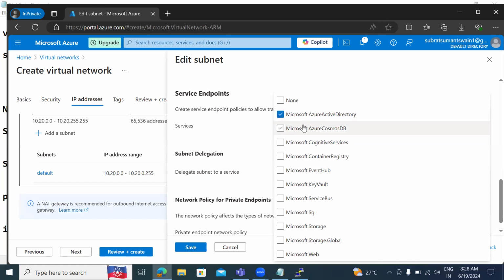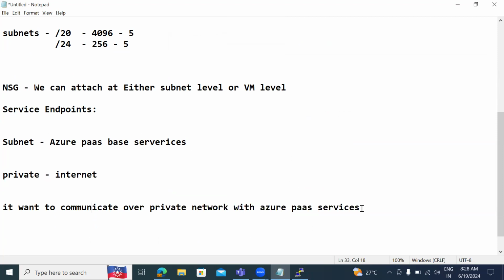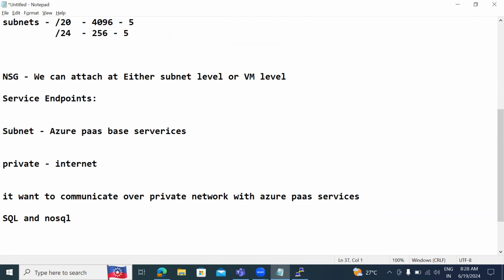Okay. Azure Cosmos DB, what is it? Azure Cosmos DB is a NoSQL kind of database. We have databases that are SQL and NoSQL. Cosmos DB is Azure's NoSQL kind of database. Azure kept the name as Cosmos DB.